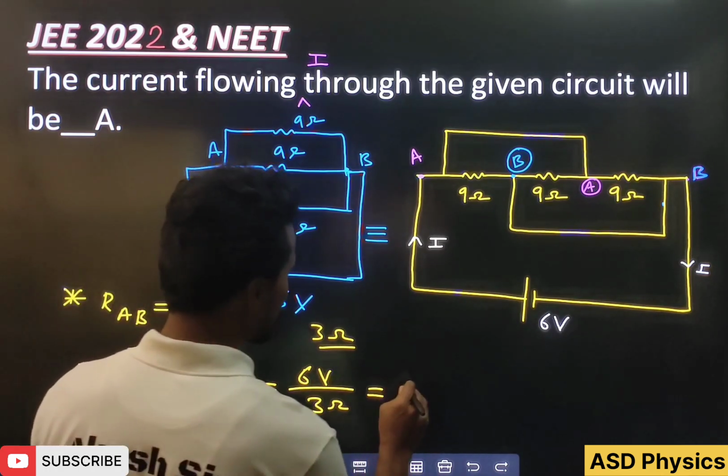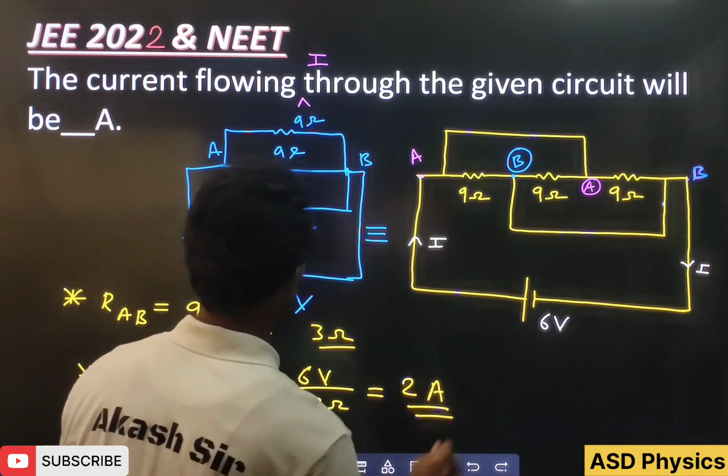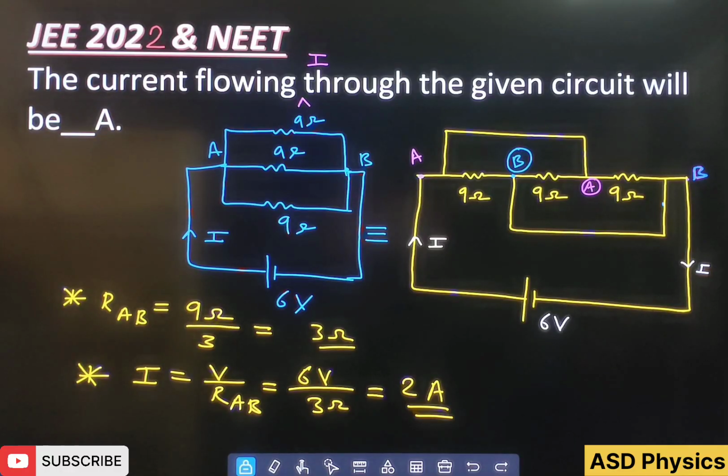So 6 by 3, how much is there? 2, and it will become here 2 ampere. Is it, students? So kindly see very well how we have done this. 9 ohm, 9 ohm, 9 ohm connected in parallel. So it has become here 3 ohm, and then 6 by 3 is 2 ampere. So here we have to write the 2 ampere.